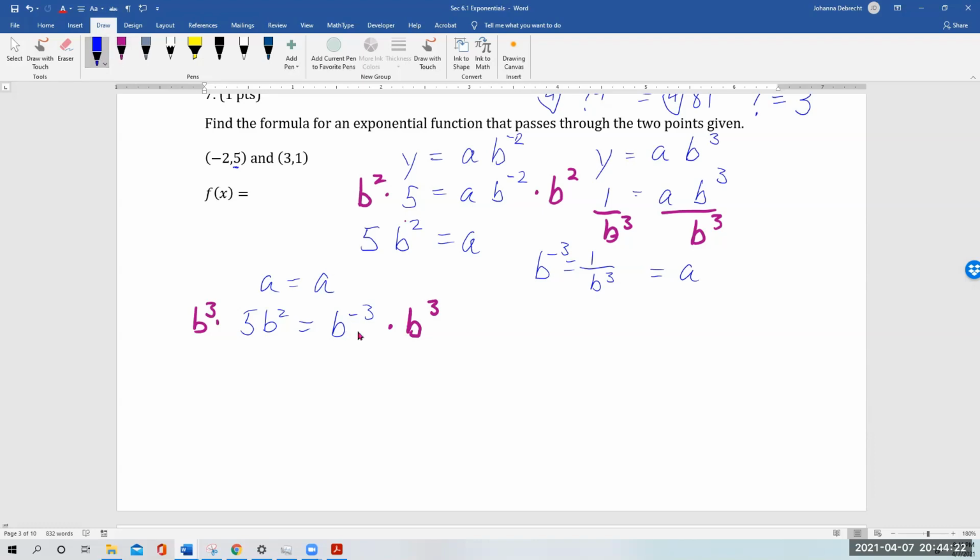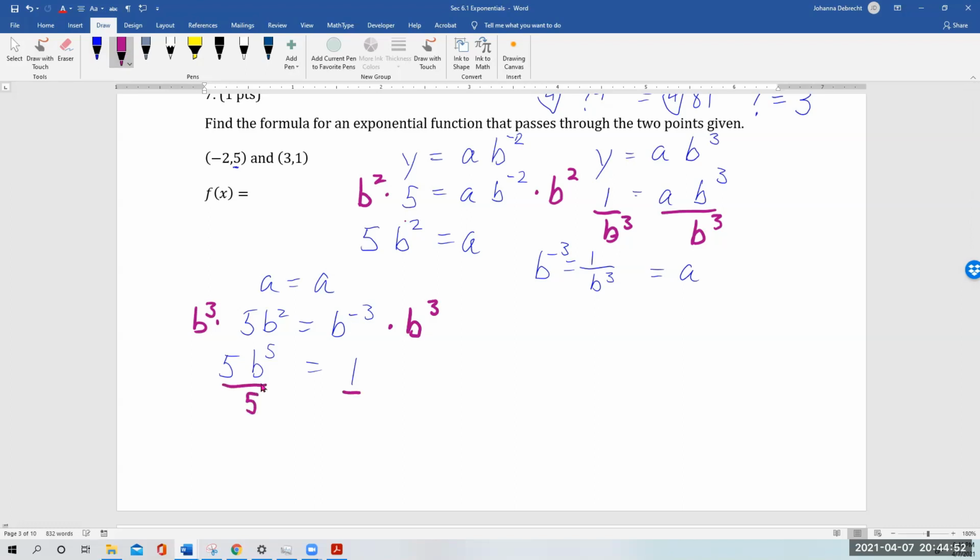That leaves me a 1 on the right-hand side, and 5 times the combined factor of b cubed times b squared. Since the bases are both b, I add the powers again, and I get that b cubed times b squared is b to the 5th. This tells me that 5b to the 5th equals 1. The next thing I can do is divide both sides of the equation by 5.